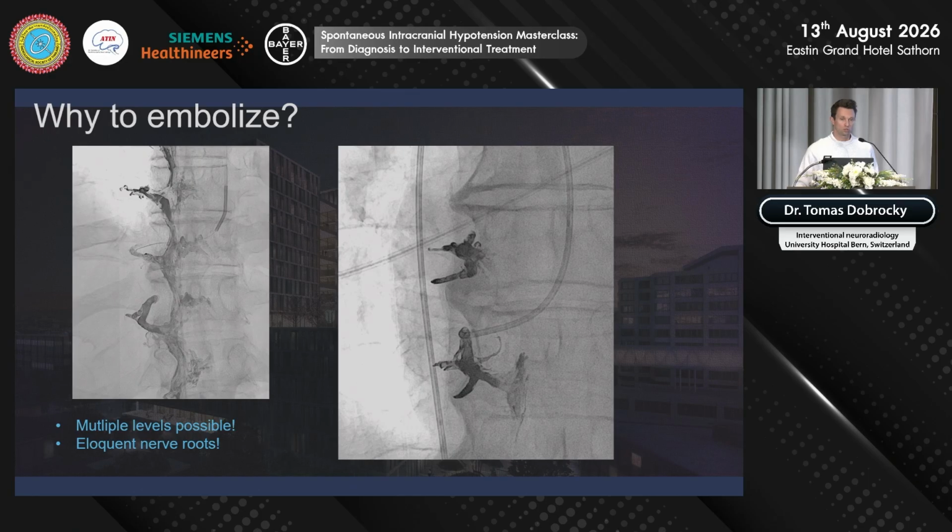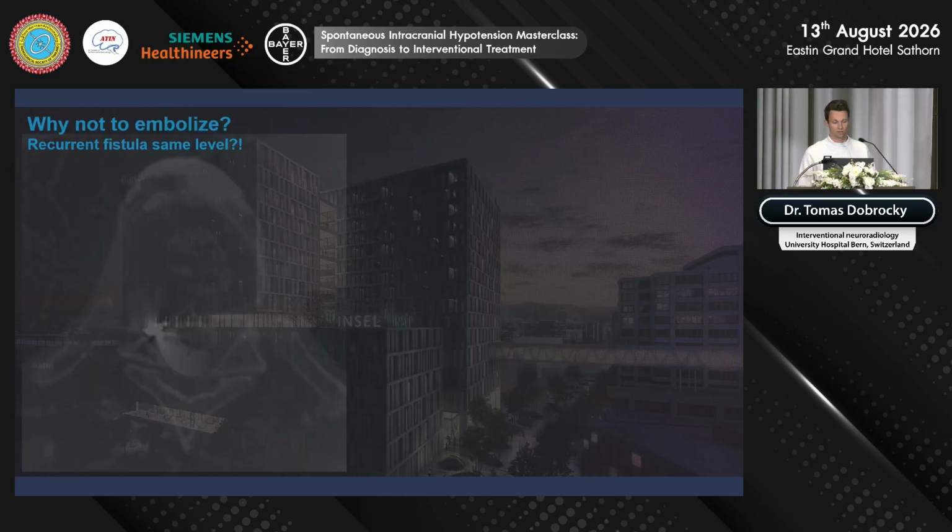What are the pros of transvenous embolization? We are able to embolize multiple veins or fistulas during the same session quite easily, because as I said, you can go through the epidural plexus and go to different levels. It's also possible surgically, but it's definitely a nice alternative, where there are eloquent nerve routes, like L4, L5, where embolization might provide a certain benefit.